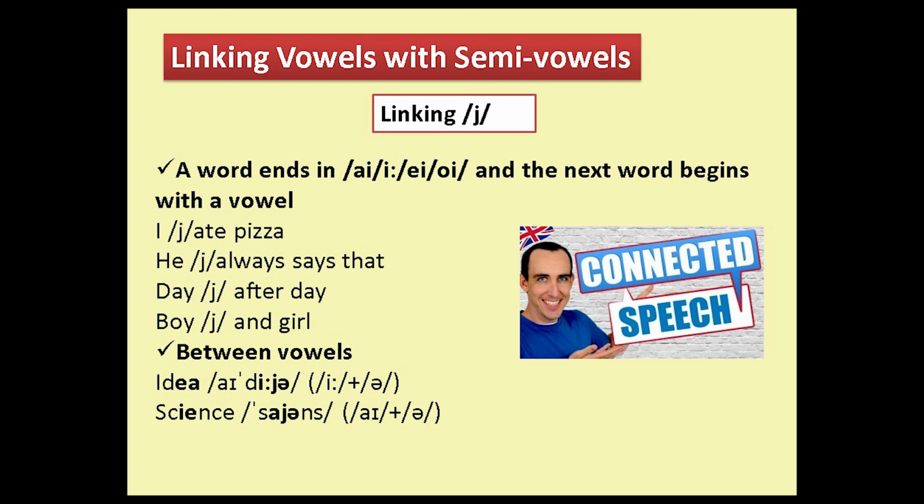Linking Y. When a word ends in the sound I, E, A, oi, and the next word begins with a vowel, we can see it in the following sentences: I ate pizza. He always says that. Day after day. Boy and girl. Or adding a Y sound between vowels, for example, in the words idea, science.